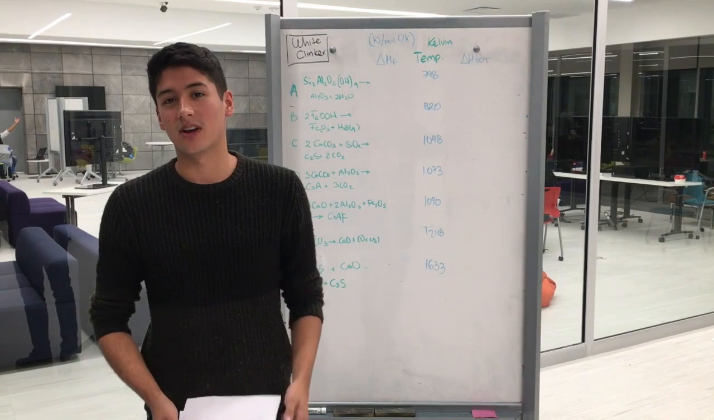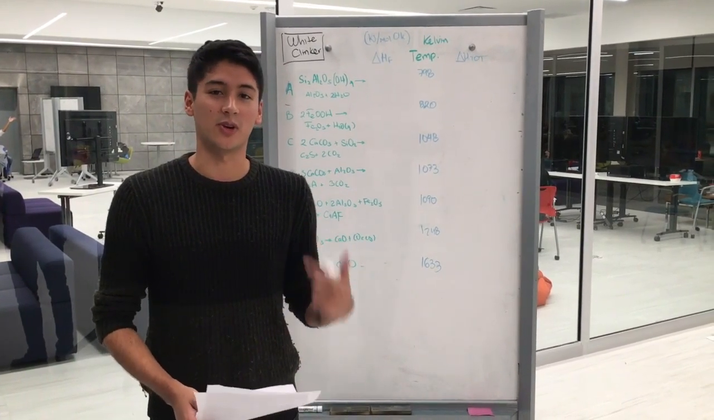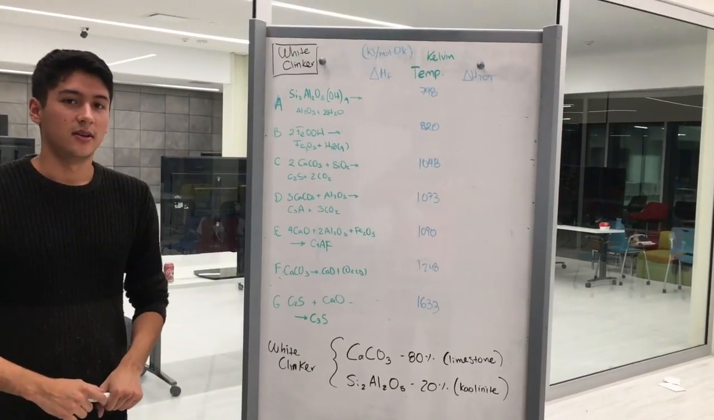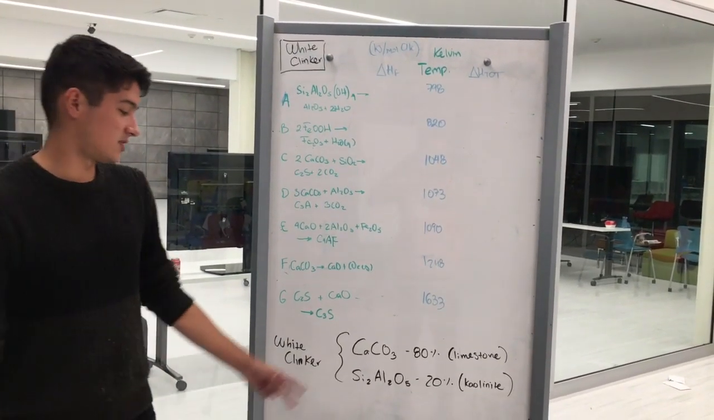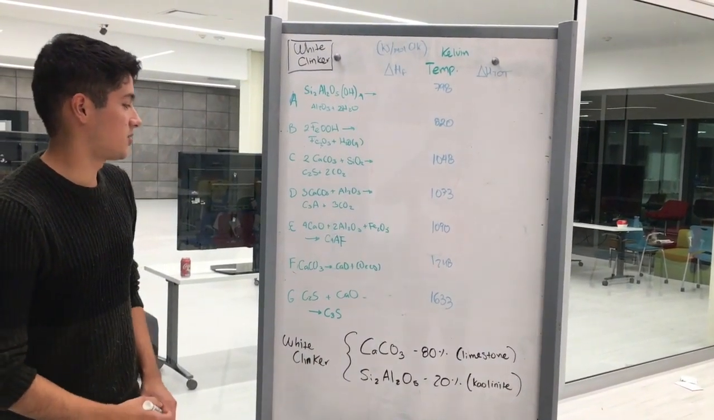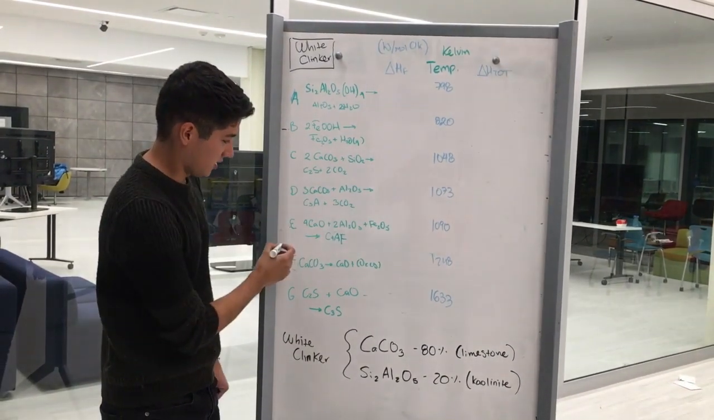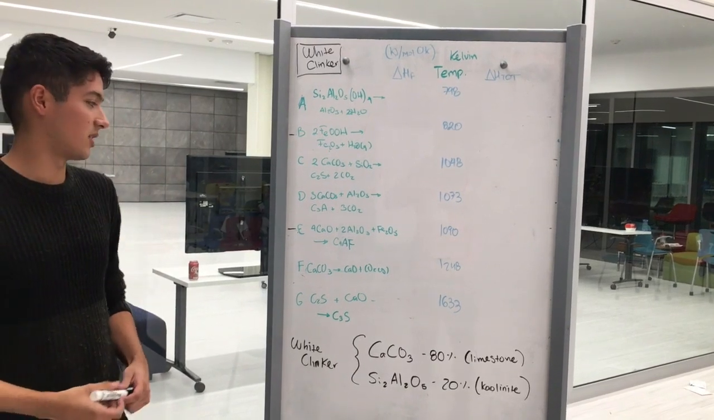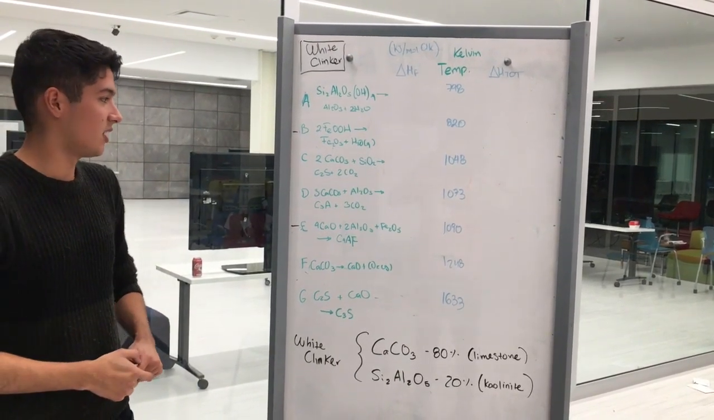Hello, my name is Salvador, and I'm going to explain to you a problem involving the creation of white clinker in which these reactions occur. White clinker is mainly composed of these two reactants. That's why reactions B and E are not considered for the calculations because they have iron inside of them.